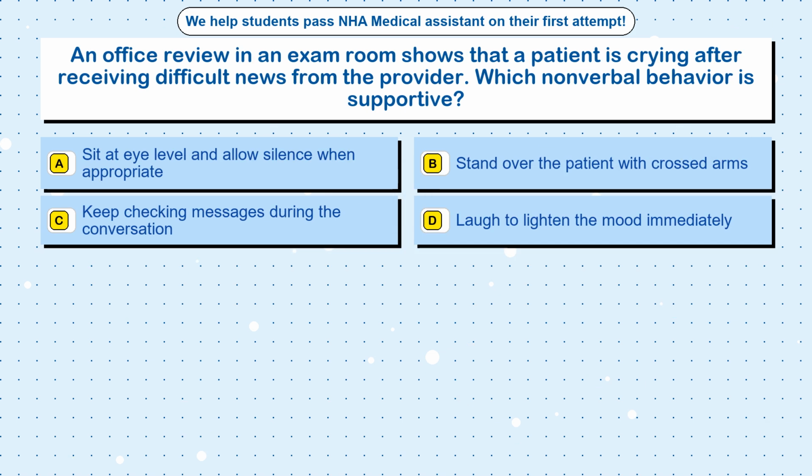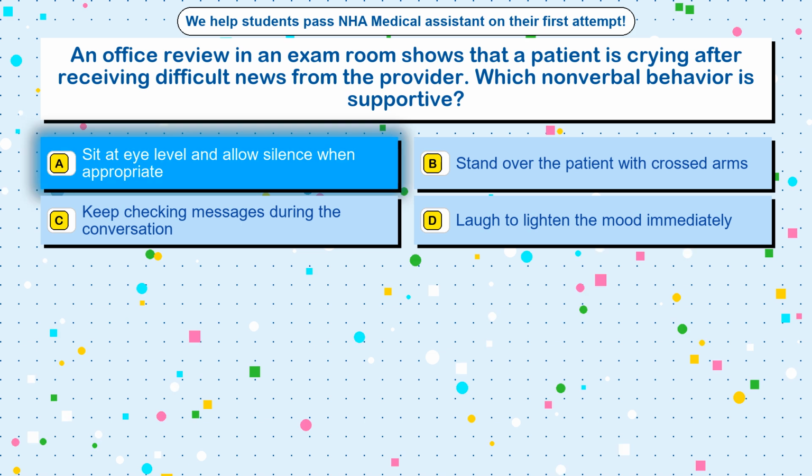Question 99. An office review in an exam room shows that a patient is crying after receiving difficult news from the provider. Which nonverbal behavior is supportive? Option A, sit at eye level and allow silence when appropriate. Option B, stand over the patient with crossed arms. Option C, keep checking messages during the conversation. Option D, laugh to lighten the mood immediately. The correct answer is option A, sit at eye level and allow silence when appropriate.